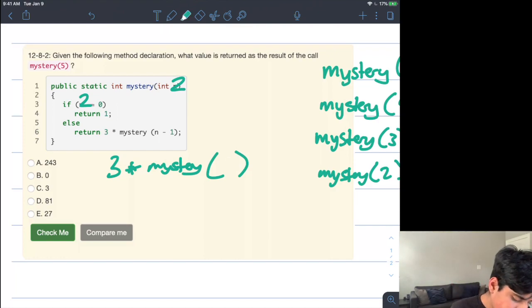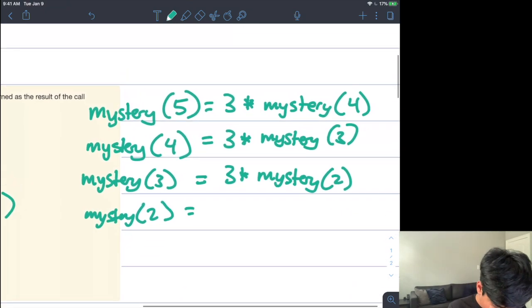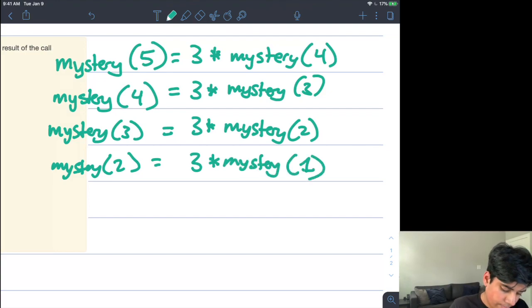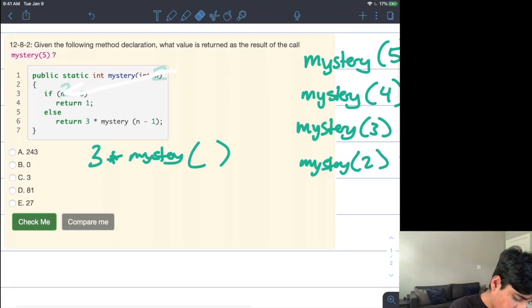And my else in this case is going to be 3 times mystery of 2 minus 1. And 2 minus 1 is just 1. So over here I can set this equal to 3 times mystery 1. Just like that, okay? And now I'm going to try and run 1.